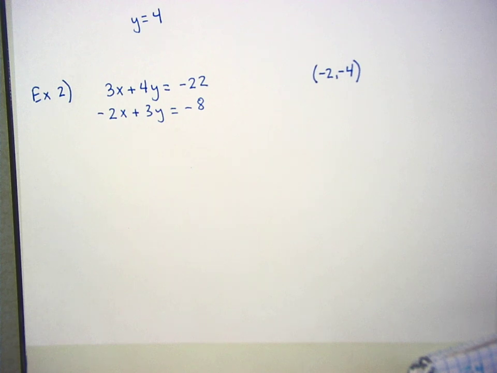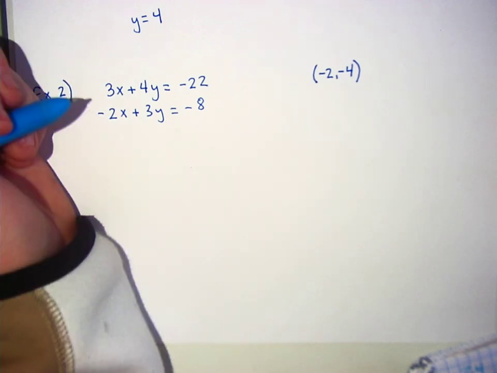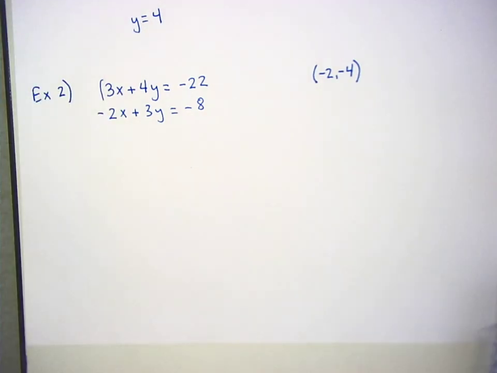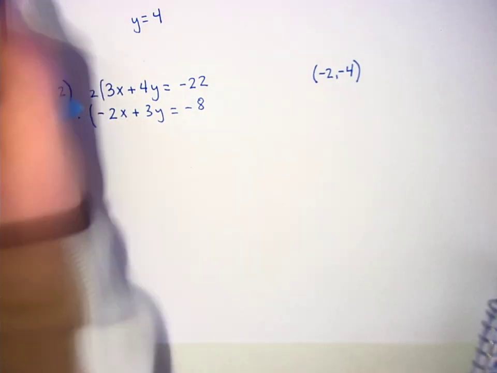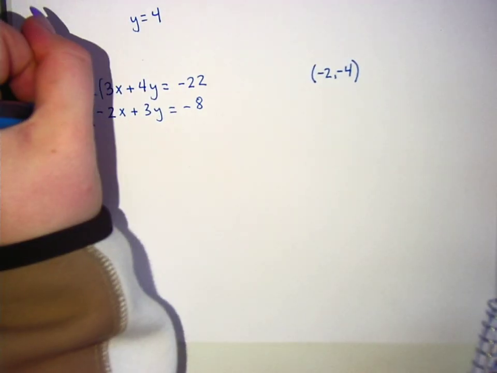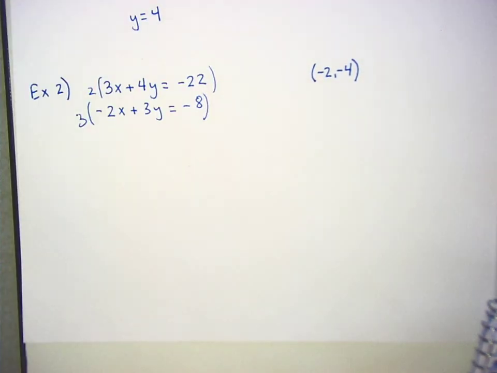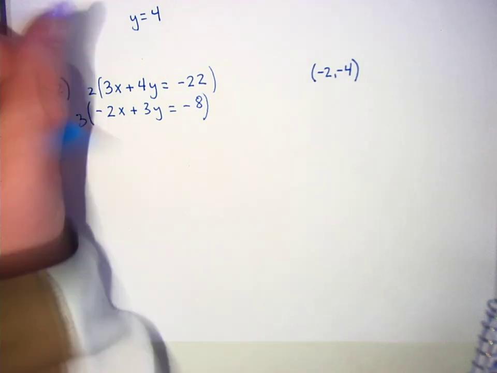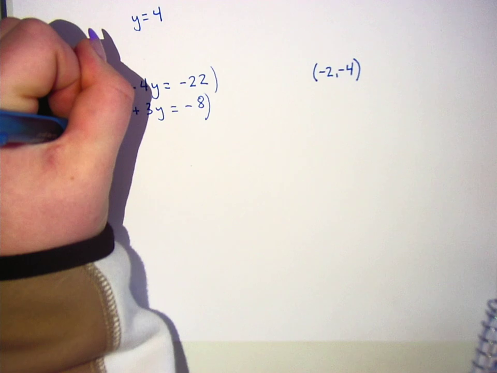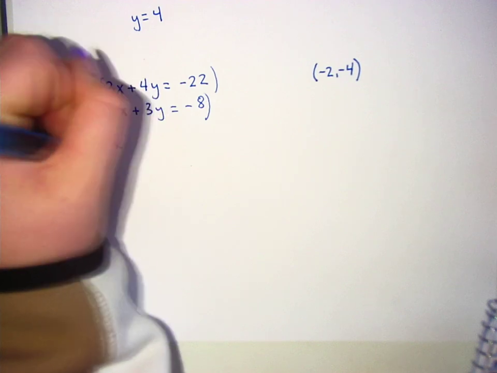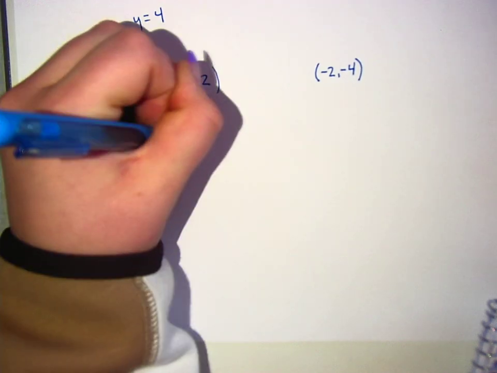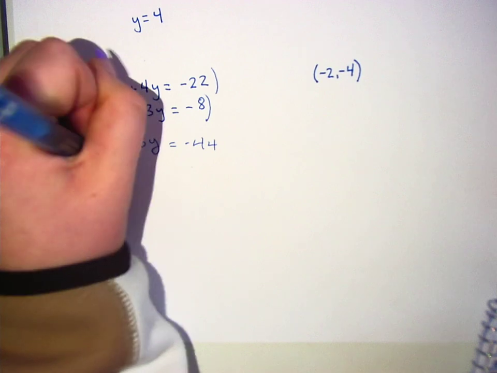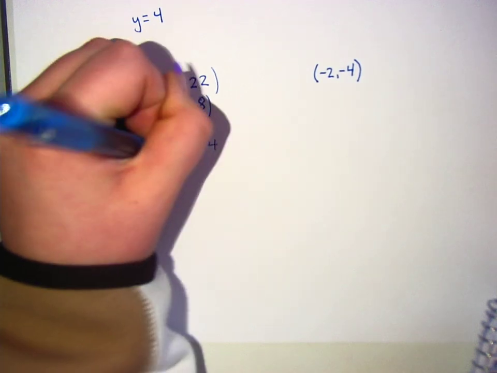Okay, first we multiplied the top one by, what did we multiply it by? Positive 2. We decided to get rid of the y's instead. Sorry. And then the bottom one by 3. And then, I don't have my notebook. Then the x's cross out. No, you gotta distribute first. I'll distribute. So 6x plus 8y equals negative 44. And then negative 6x plus 9y equals negative 24.